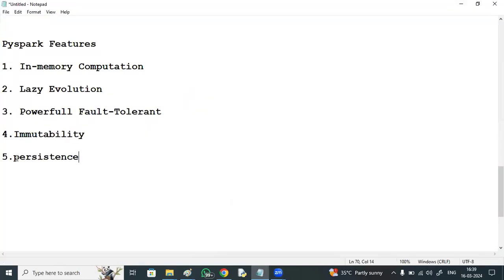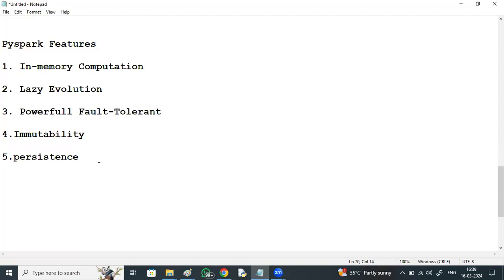The persistence feature means that in the case of Hadoop, reusing the output of an already executed transformation is not possible. But in Spark, if you have already executed a transformation, its output can be reused. If you persist it, you can reuse it. Persistence is one of the important features.